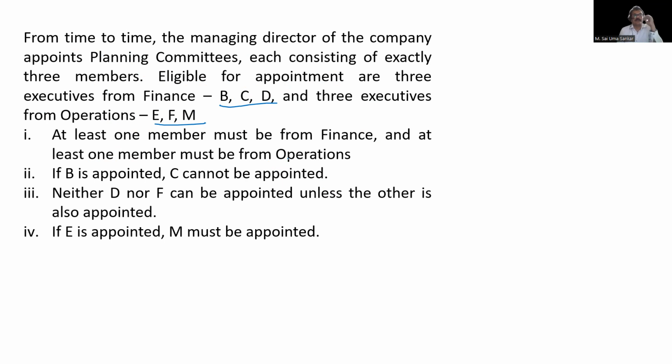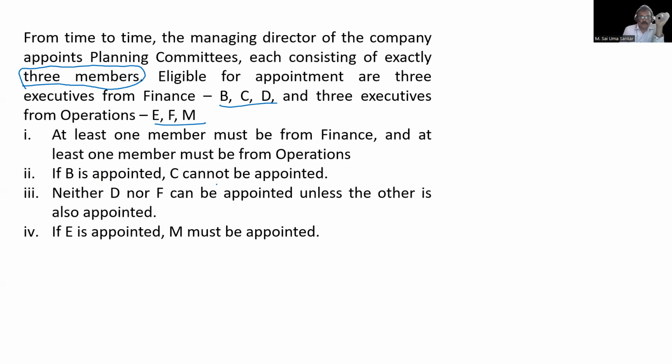So how many members are required? The managing director of the company appoints a planning committee, each consists of exactly 3 members. 1 from operations and 1 from finance. And what is the third person? Maybe operations or maybe finance. It depends upon the question. Okay. Next, at least 1 member must be from finance and at least 1 member from the operations.